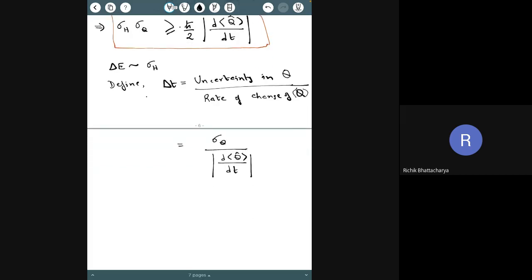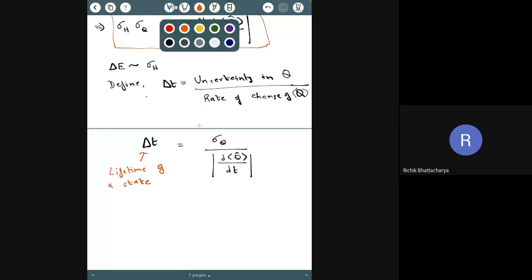This is it. And we are saying delta T is equal to this. So delta T is basically the time for which the state is residing, or the system is residing in a particular state. It is the lifetime of a state.